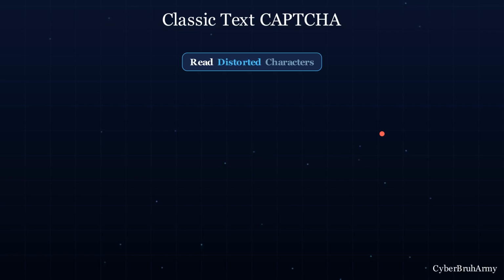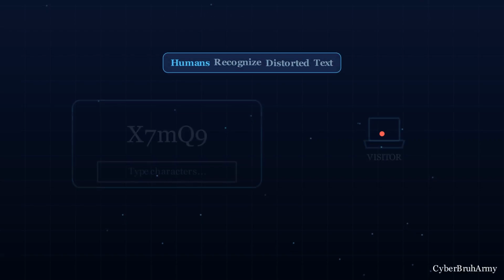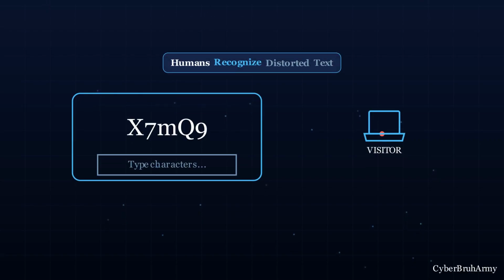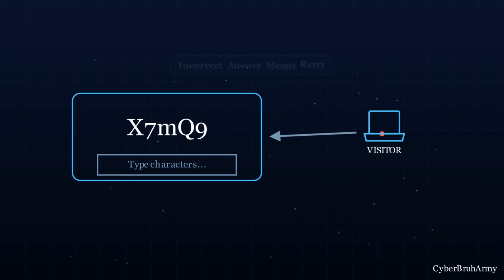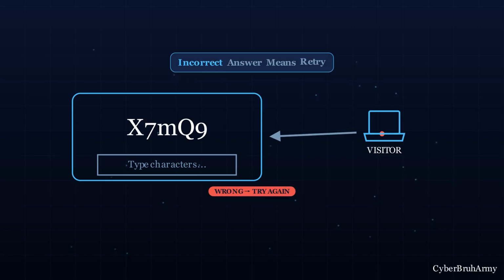One of the classic CAPTCHA designs asks the visitor to read distorted letters and type the characters into a form. The letters are intentionally distorted so that they are difficult for automated programs to interpret, while a human can usually recognize them. If the submitted characters do not match the expected answer, the visitor is normally asked to try again.